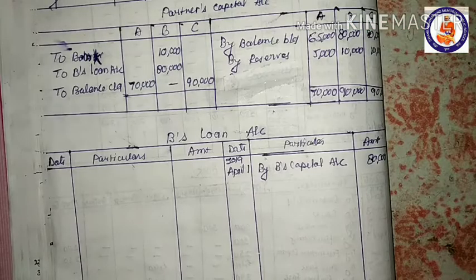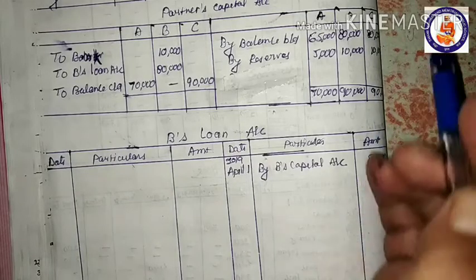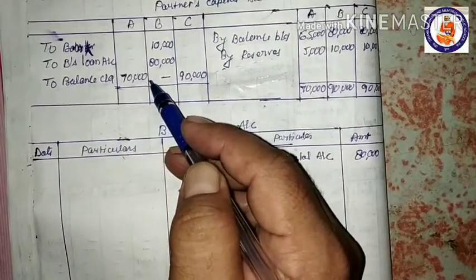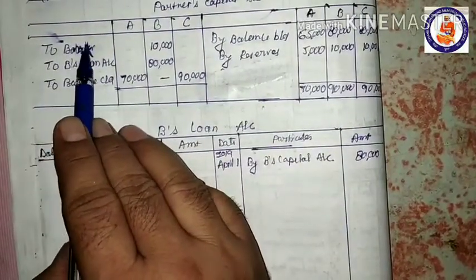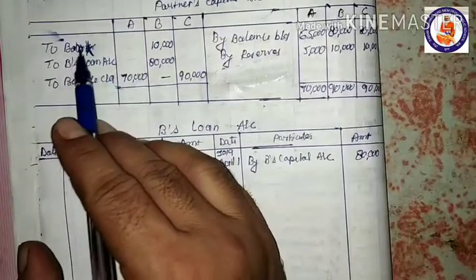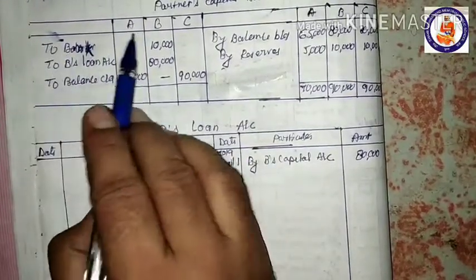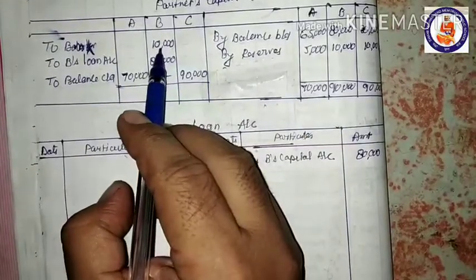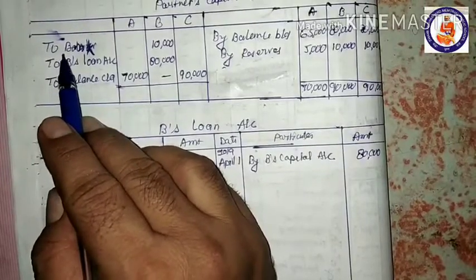Hello students, today we are going to cover the partner's loan account, the retiring partner's loan account. As we have already done, the partner's capital account is made, and whatever balance comes to the partner can be paid to him in cash.